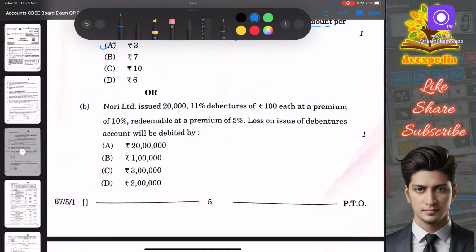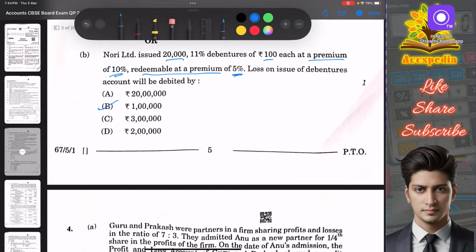Nori Limited issued 20,000 11% debentures of 100 each at a premium of 10%. Okay, issued at premium, but redeemable also at premium 5%. So this is a loss, but this is a gain which will be credited to securities premium. But this one we will debit as loss and credit to premium on redemption of debentures. The loss on issue of debenture account will be debited by, it's very simple, 5% of 100 rupees, 5 rupees. So 20,000 into 5, it is 1 lakh. That much simple.